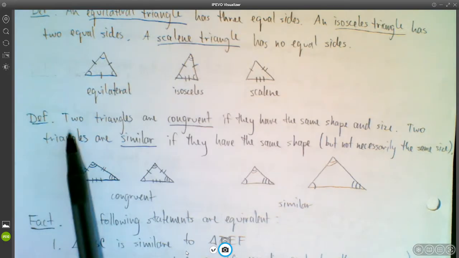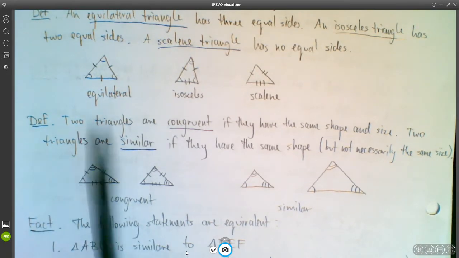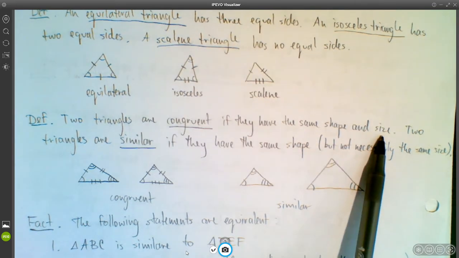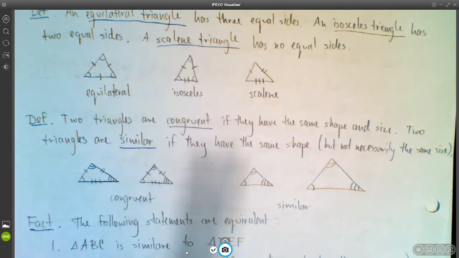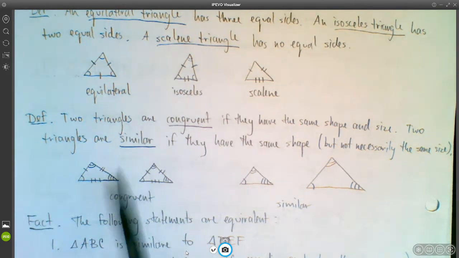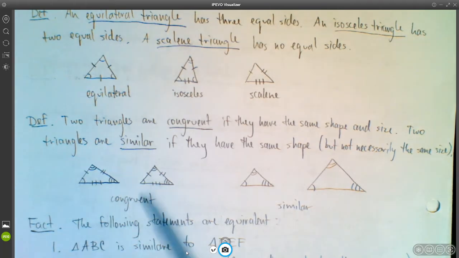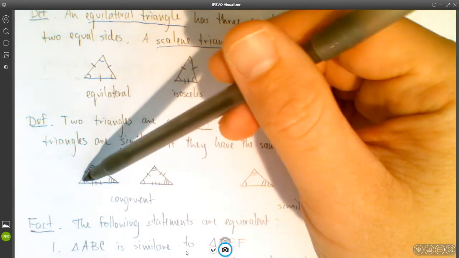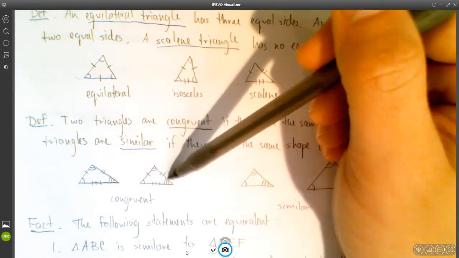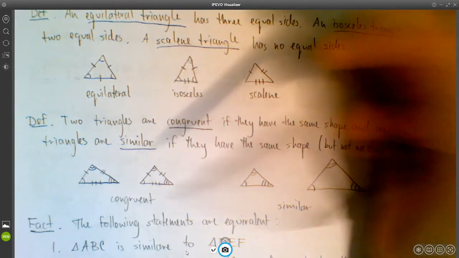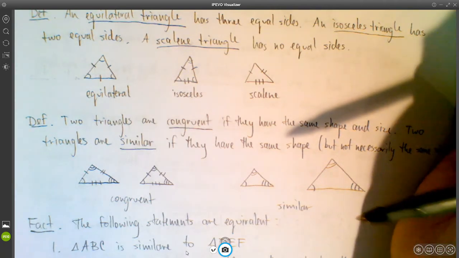Another thing that we'll need to talk about is triangle congruency, right? So two triangles are congruent if they have the same shape and size. Two triangles are similar if they have the same shape, but not necessarily the same size. So, for example, here would be two congruent triangles. Just pretend that they're exactly the same. I didn't draw them perfectly the same, but if they have the same angles and the same sides, same corresponding angles, same corresponding sides, then they are congruent triangles, right?